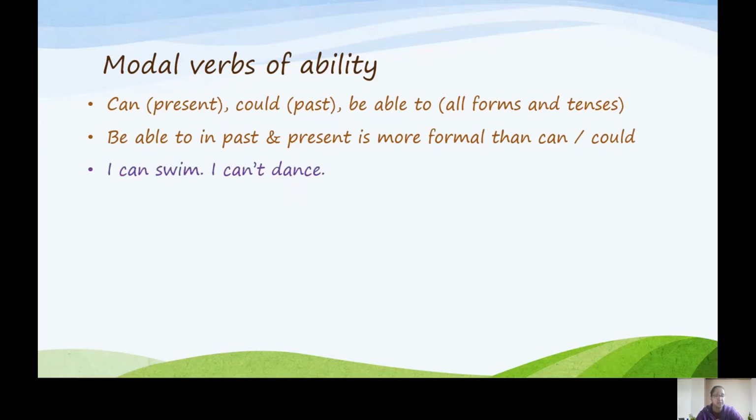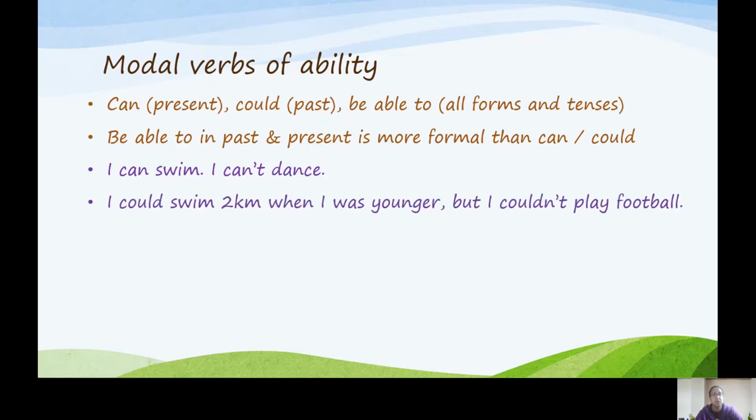Example, I can swim, I can't dance. We can say, I am able to swim, I am not able to dance. It's a bit more formal. Or, I could swim 2 kilometers when I was younger, but I couldn't play football. We can say, I was able to swim 2 kilometers when I was younger, but I wasn't able to play football. Again, it's a bit more formal.